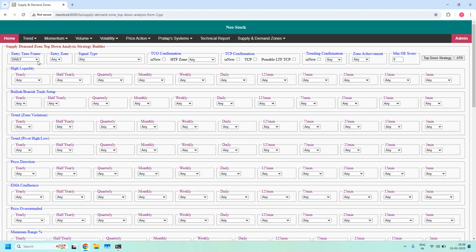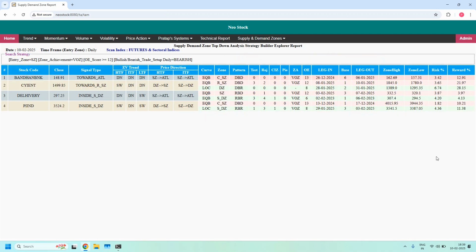Entry time frame is daily. Entry zone is supply zone. In bullish or bearish trade setup, at entry time frame daily, I am selecting bearish. And for these daily supply zones, we should set the filter zone confluence as violated opposing zone. Minimum odd enhance score 12. With these filters, we got 4 stocks.